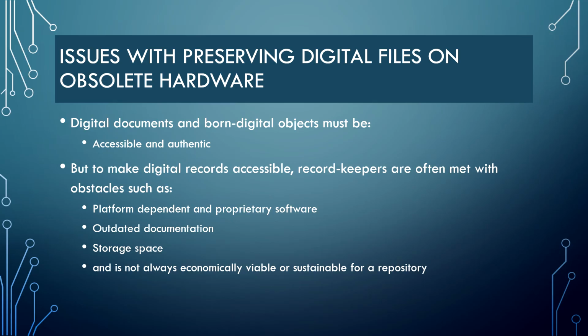Preserving hardware is not always practical for storage, and is not always economically viable or sustainable for a repository, especially with the rate at which hardware and software change. Instead, preserving the ability to run software is much more efficient. Record keepers, in order to preserve born digital documents long term whilst retaining their authenticity and original format, adopted a migration approach and an emulation approach. The Universal Virtual Computer combines both of these methods.